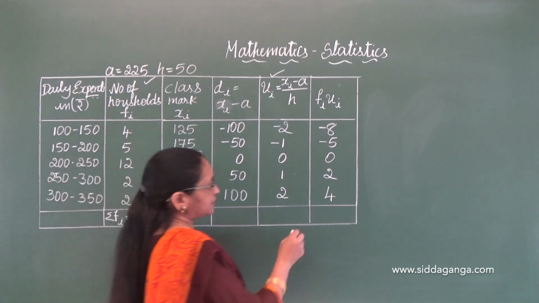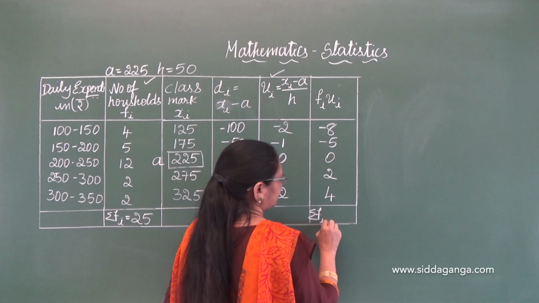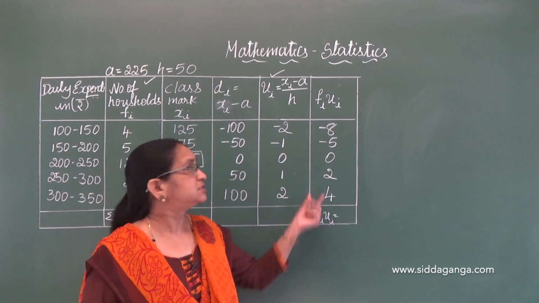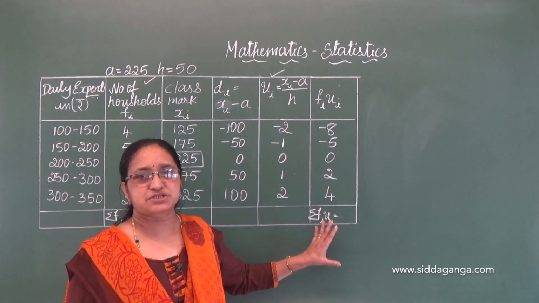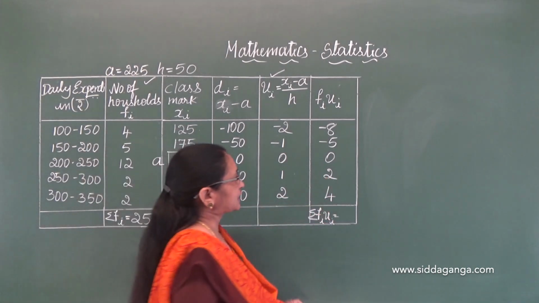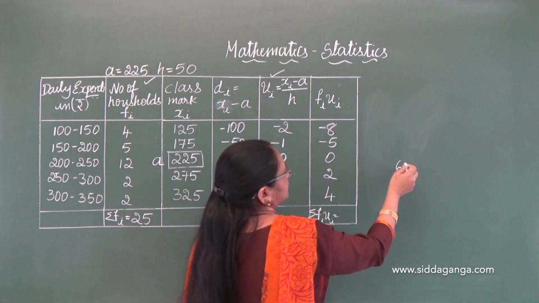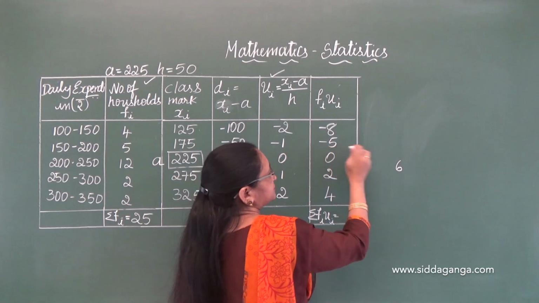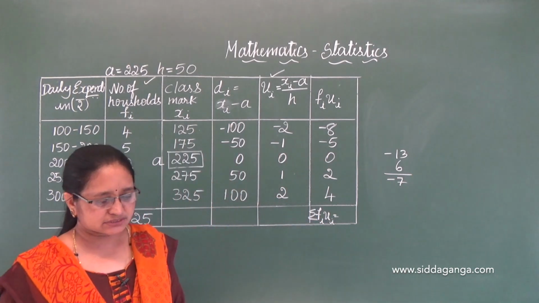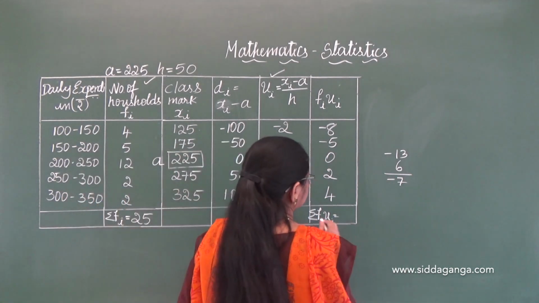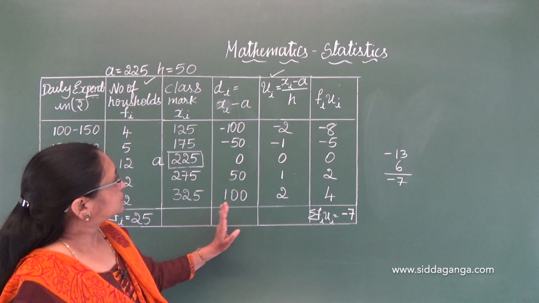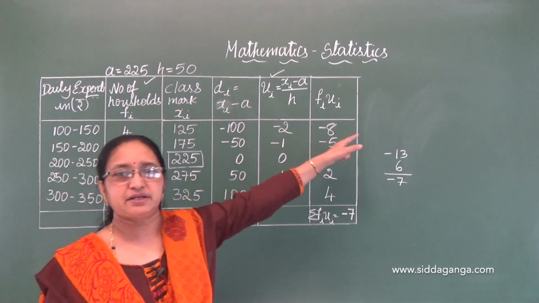Then sigma Fi Ui. So, find out sigma Fi Ui. I told you the meaning of sigma. Sigma means summation, means sum of all. Okay, summation, sum of all. So, sigma Fi Ui. So, 4 plus 2, 6, and here minus 13, because minus 8 minus 5. So, minus 13. So, you will get minus 7, because the greater number's sign you will get, minus 7. So, sigma Fi Ui is equal to minus 7. Okay. Now, I hope you understood the columns, which are the columns to be taken.